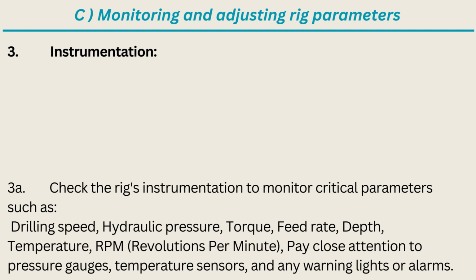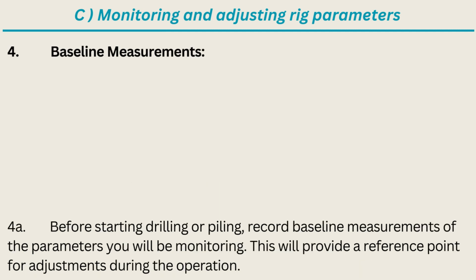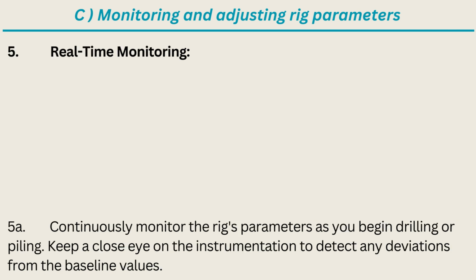3. Instrumentation. 3A. Check the rig's instrumentation to monitor critical parameters such as drilling speed, hydraulic pressure, torque, feed rate, depth, temperature, RPM, revolutions per minute. Pay close attention to pressure gauges, temperature sensors, and any warning lights or alarms. 4. Baseline measurements. 4A. Before starting drilling or piling, record baseline measurements of the parameters you will be monitoring. This will provide a reference point for adjustments during the operation.